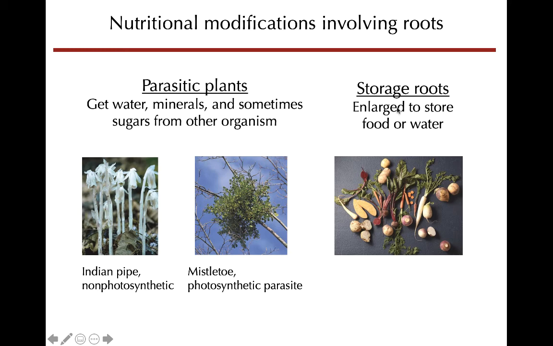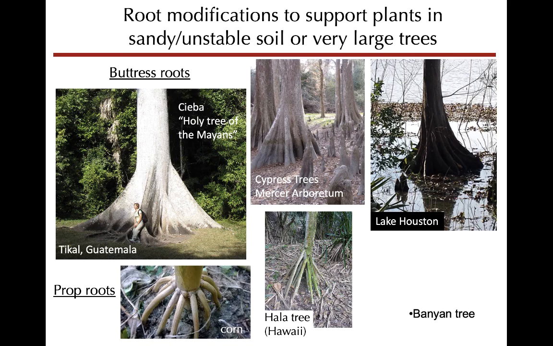And we talked about storage roots. That's an adaptation to store starches and sugars until later. We have modifications for supporting plants. Some of these are angiosperms and some are gymnosperms. The buttress roots you can see here are a few different types of trees. And in fact, if you look around Houston, we have them all over the place.